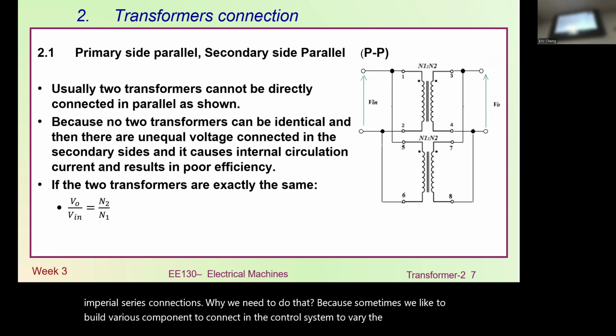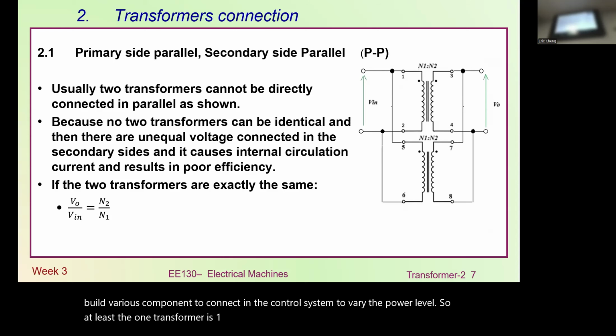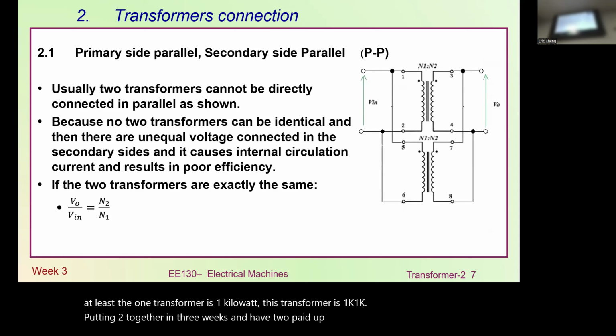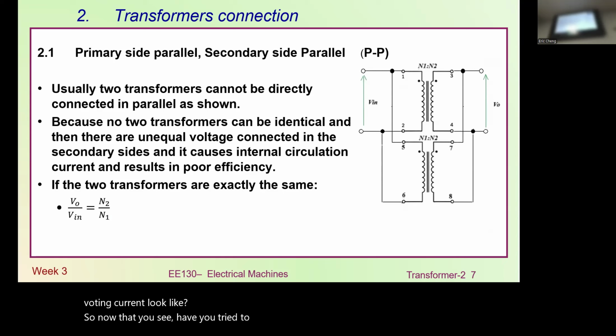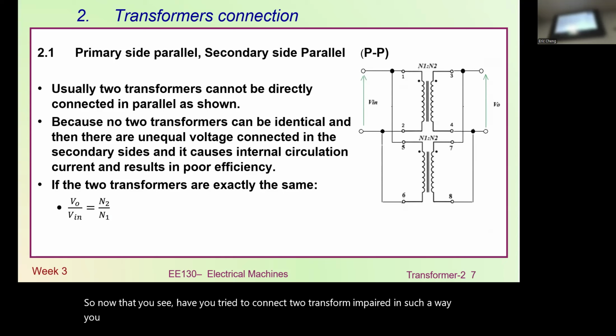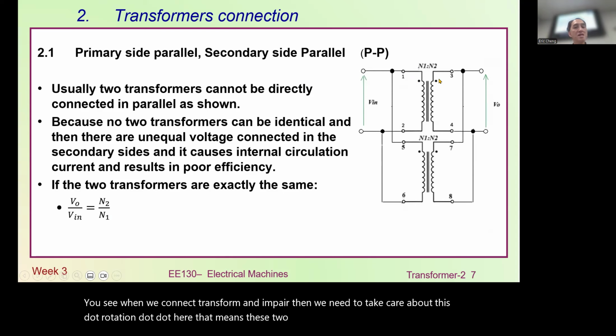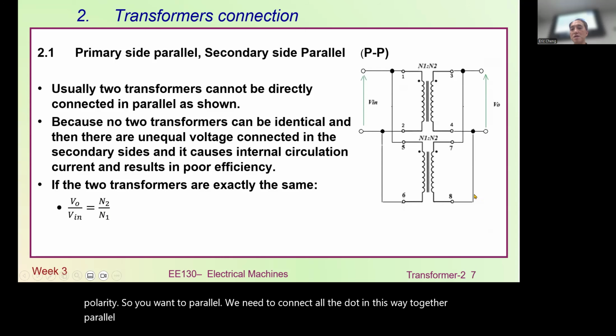For instance, one transformer is 1 kilowatt, and this transformer is 1 kW. Putting two together, in theory, we can have 2 kW of power. But how do the voltage and current look? If you try to connect two transformers in parallel in such a way, we need to take care of this dot rotation, the dot here. That means these two are in the same polarity. When we connect these two transformers together, they must be in the same polarity. So if you want to parallel, we need to connect all the dots in this way together. Now these two transformers are connected in parallel.